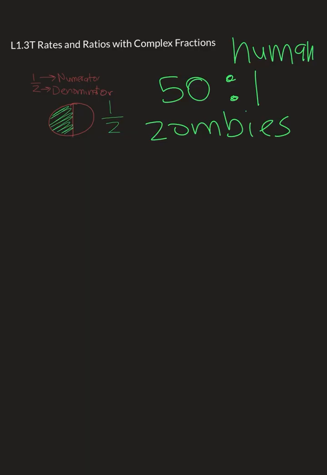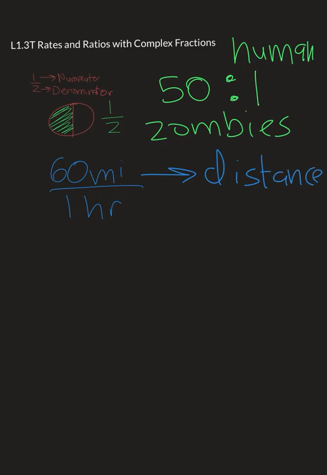The definition of a rate is that it compares two quantities measured in different units. One place you see rates commonly used is the rate of how fast a car is going. If you're traveling at 60 miles per 1 hour, that is a rate. Why? Because the numerator is distance, and the denominator is time.